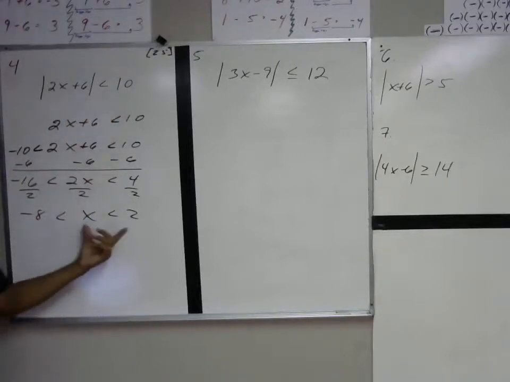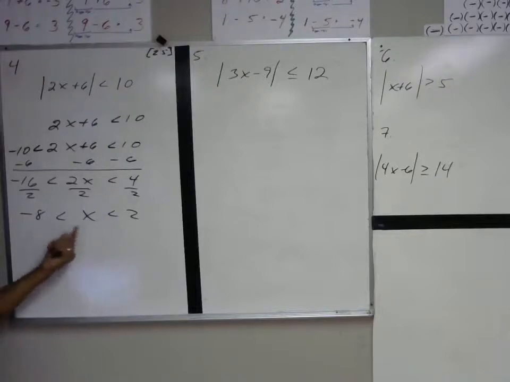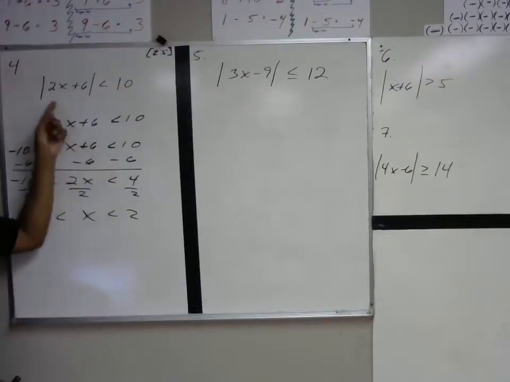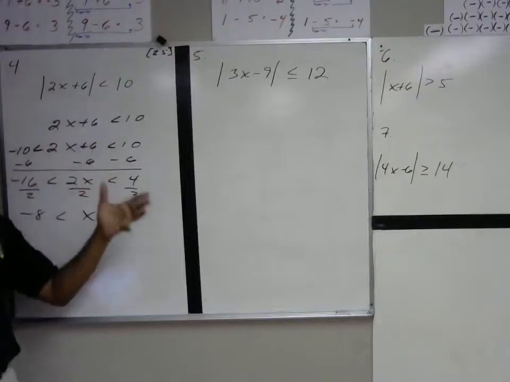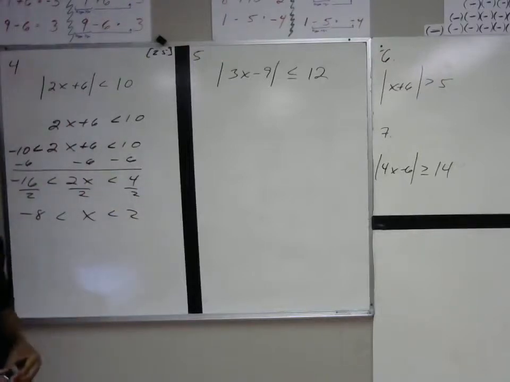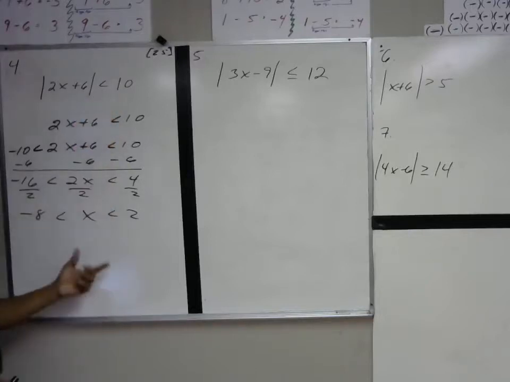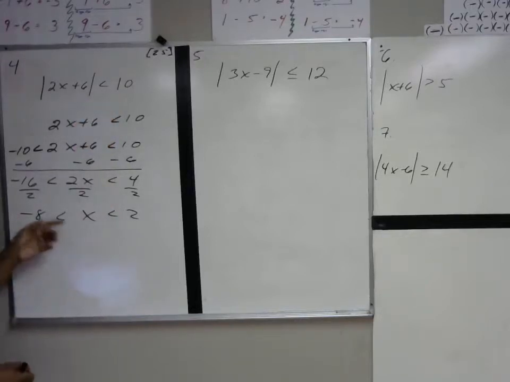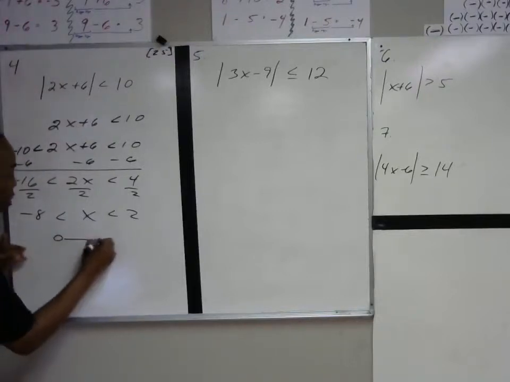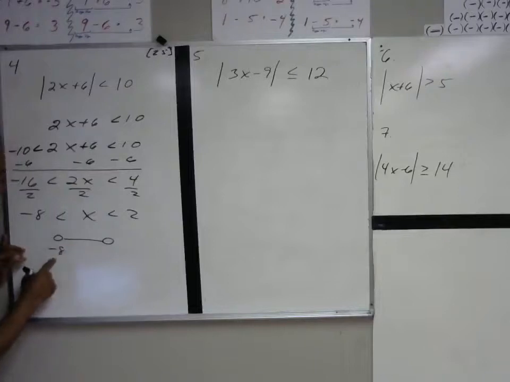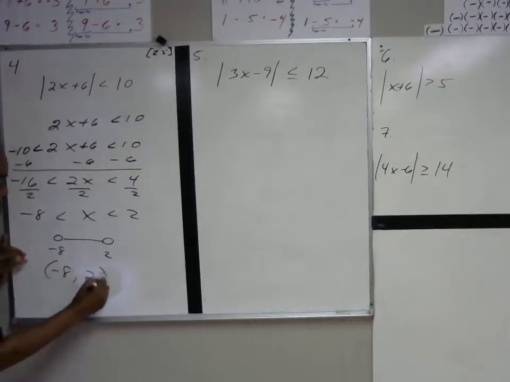Another number that's between negative 8 and 2 is 1. So x is 1, and 2 times 1 is 2. 2 plus 6 is 8, the absolute value of 8 is 8, and that's less than 10. So you're getting all the numbers that work for this inequality. Furthermore, the graph of this will be a line segment of all the numbers between negative 8 and 2, not including negative 8 or 2. And finally, the interval notation for this will be parentheses negative 8 to 2 parentheses.